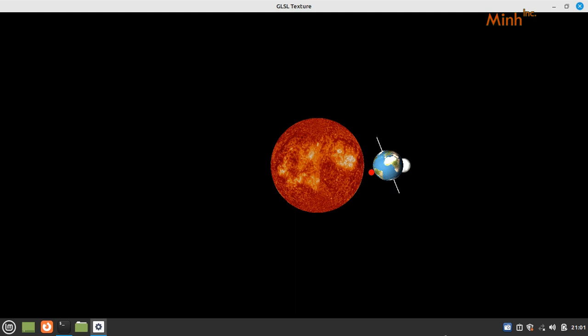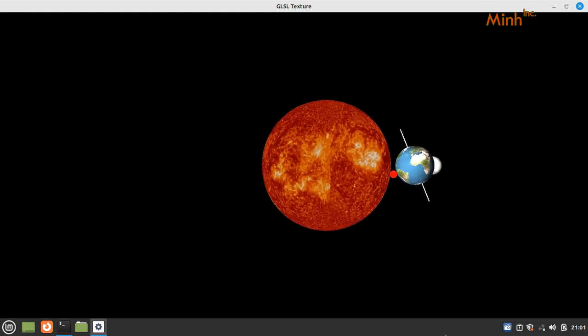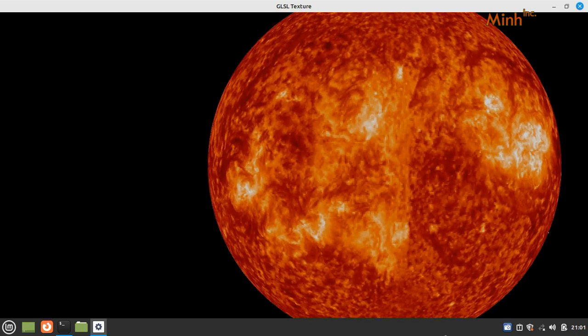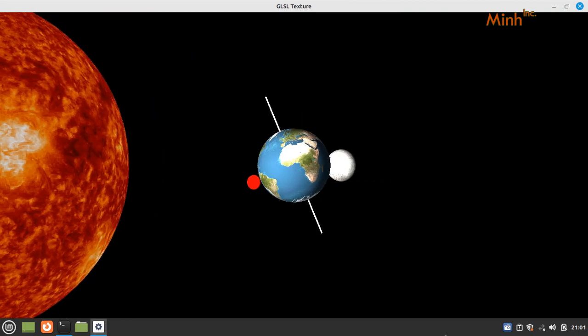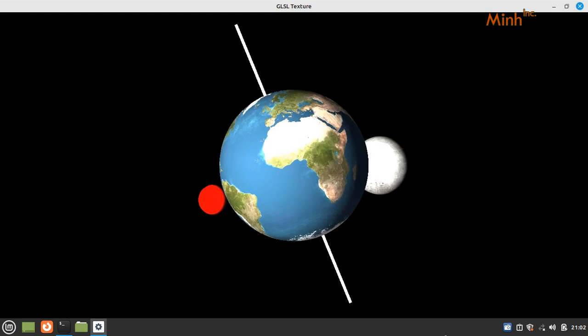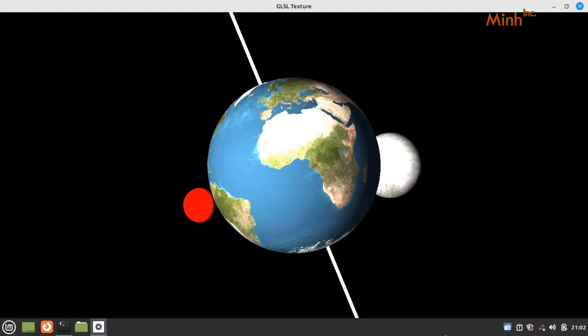Now we can see that both ends are receiving light. So this is March time, and I believe September time. Both ends are receiving equal light, and day and night are equal.